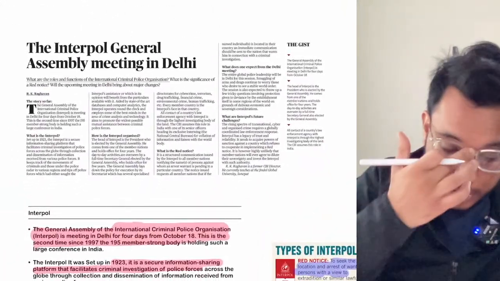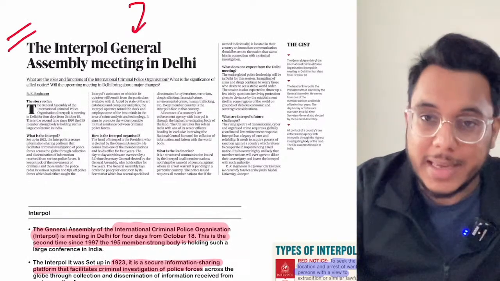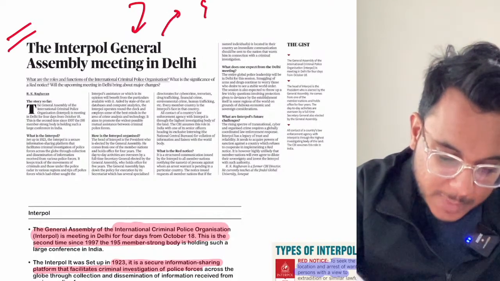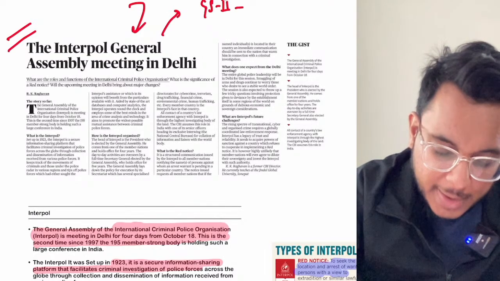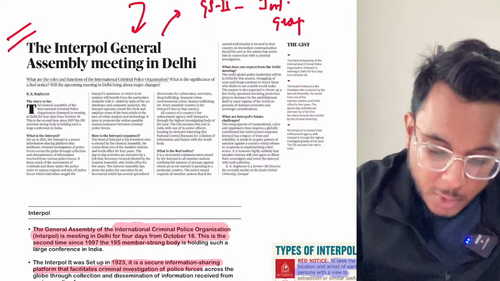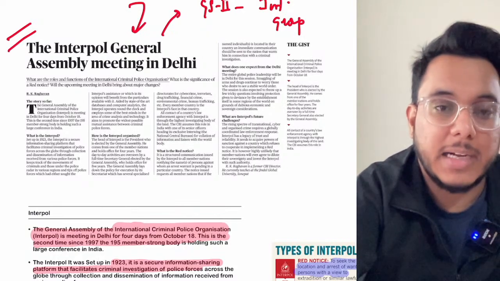The Interpol General Assembly meeting in Delhi. This article has been taken from the Text and the Context section, and we will see it with respect to GS paper number 2, international groupings. Now guys, this article talks about the Interpol.